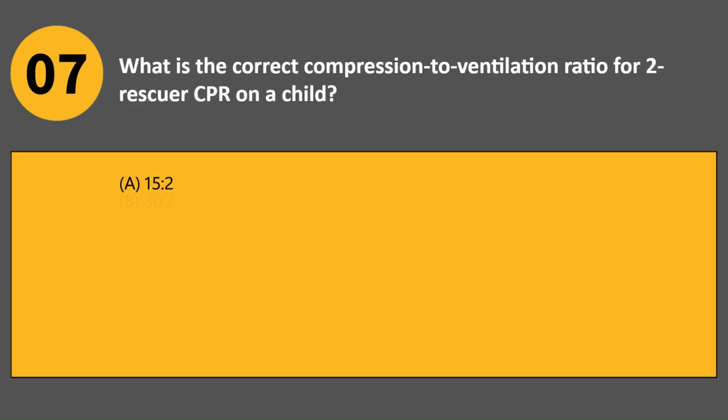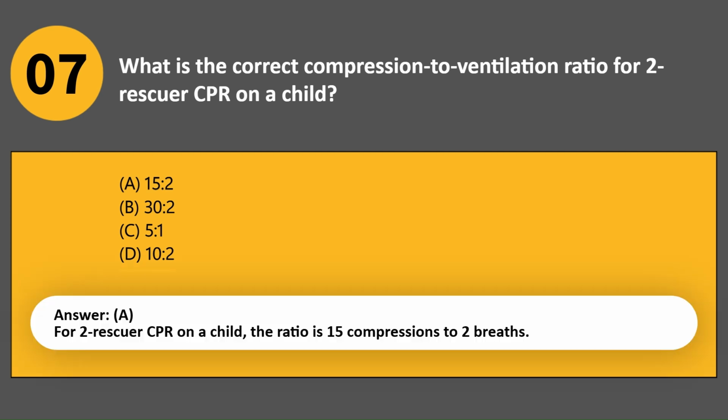What is the correct compression to ventilation ratio for 2-rescuer CPR on a child? A. 15:2. B. 30:2. C. 5:1. D. 10:2. Answer: A. For 2-rescuer CPR on a child, the ratio is 15 compressions to 2 breaths.